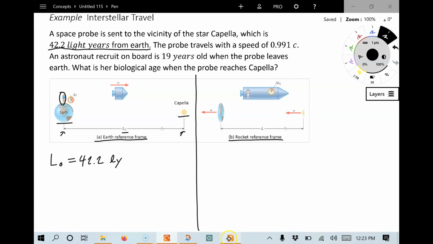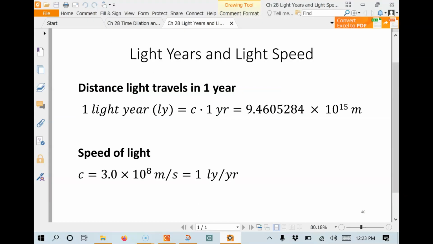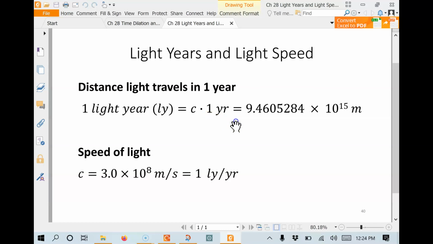So let me show you something real quick here. A light year is the distance that light travels in 1 year. We know light travels at the speed c, 3 times 10 to the 8th meters per second. Multiply that by a year, and you're going to come up with 9.46, etc., times 10 to the 15th meters. That is 1 light year. That's a conversion factor between light years and meters.